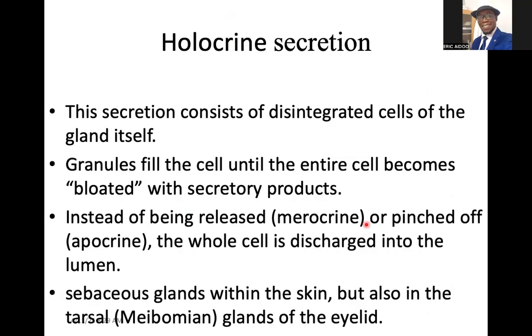Okay. They also have holocrine secretion. This secretion consists of disintegrated cells of the gland itself. Granules fill the cell until the entire cell becomes bloated with secretory products. Instead of being released, as in the merocrine, or pinched off like the apocrine, the whole cell is discharged into the lumen. So sebaceous glands in the skin and also tarsal glands or meibomian glands of the eyelid go through this type of secretion.